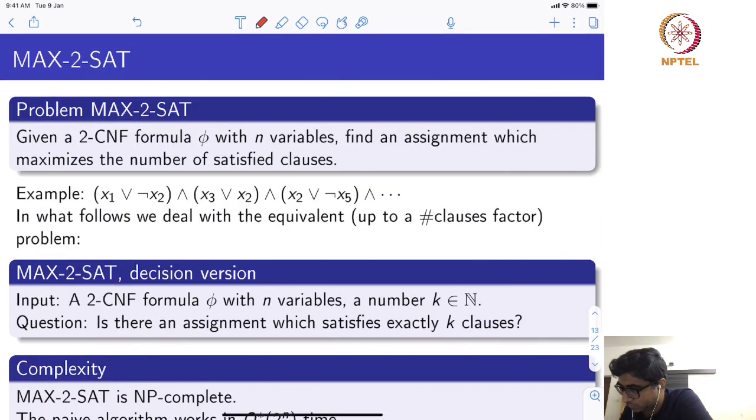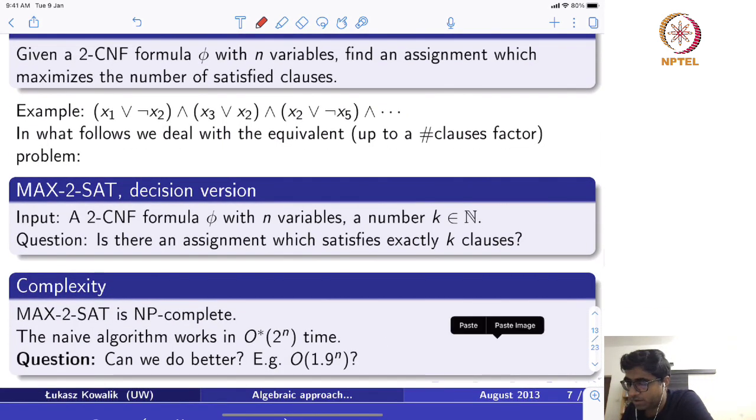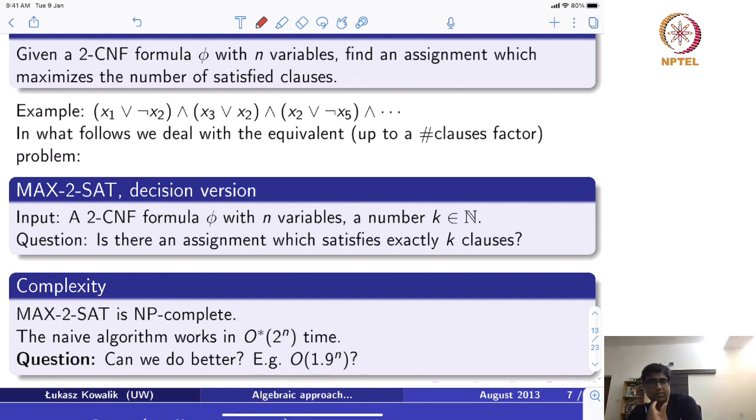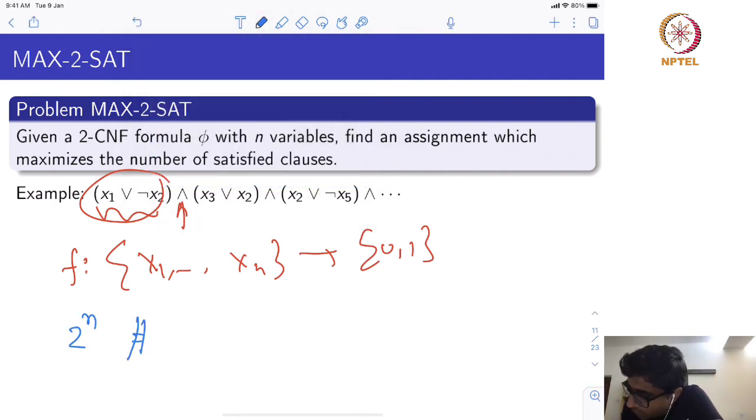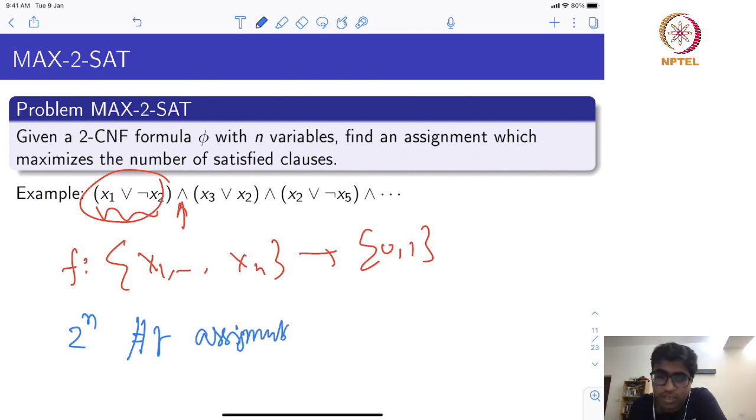Of course, Max 2 SAT is NP complete, so the naive algorithm will definitely work in order 2 to the power n time. You try all possible assignments of x1 to xn. Each xi could take 0 and 1, so the total number of assignments is at most 2 to the power n.